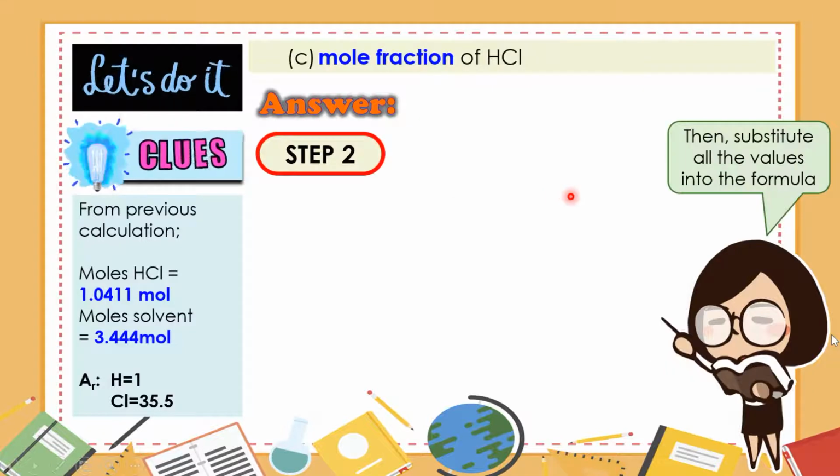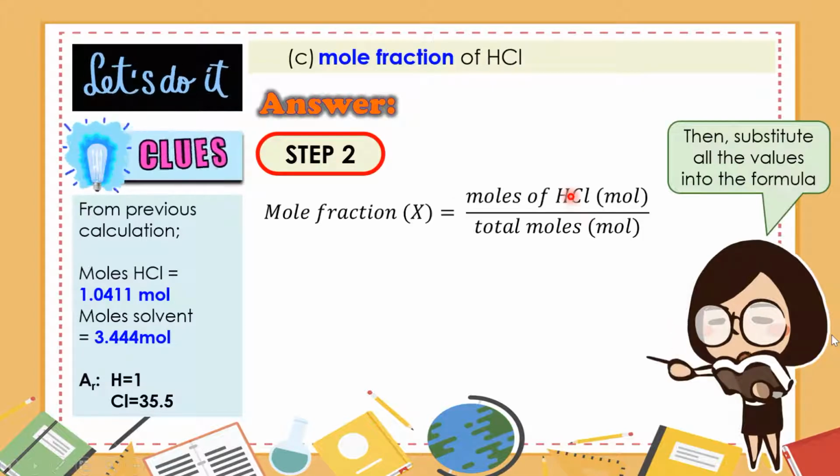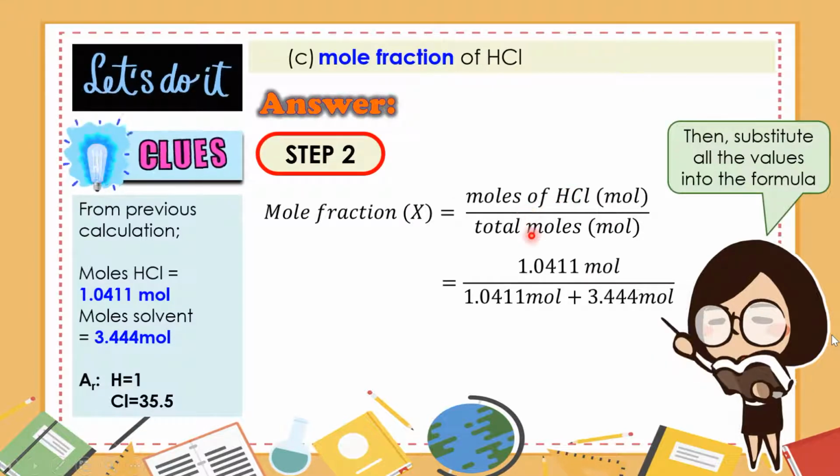For the second step, you can substitute all the values into the formula of mole fraction: mole of HCl over mole of HCl plus mole of water. Therefore, the mole fraction is 0.232. And there is no unit since the unit is cancelled out.